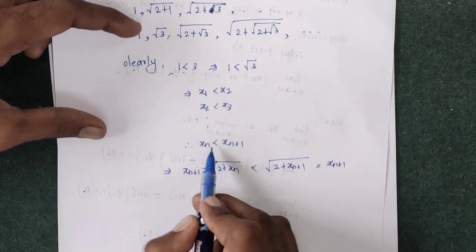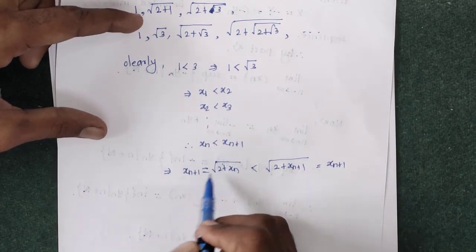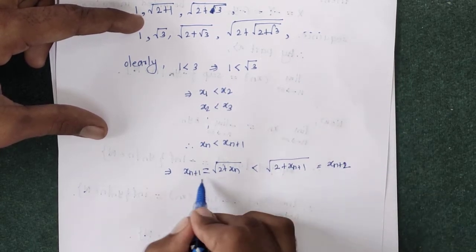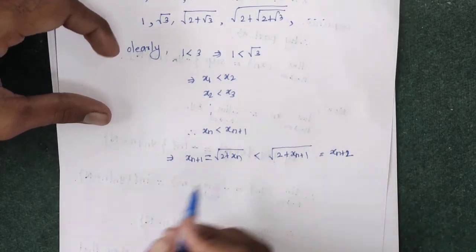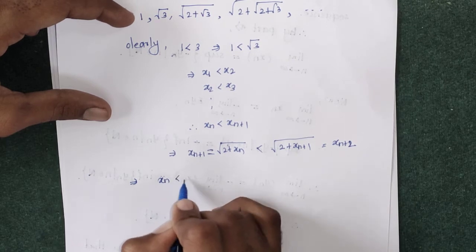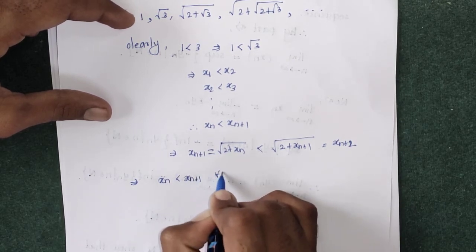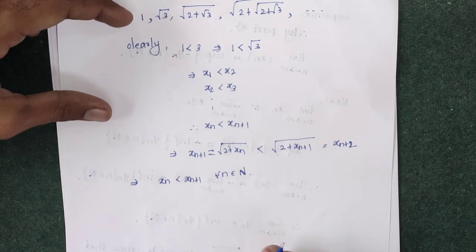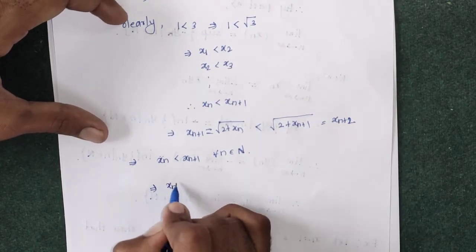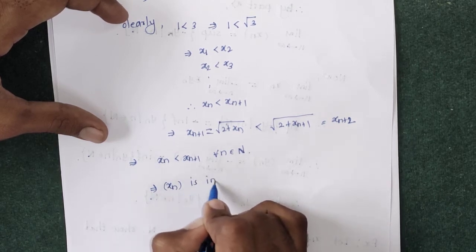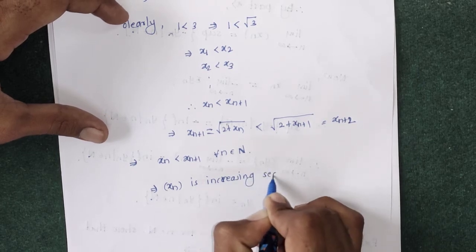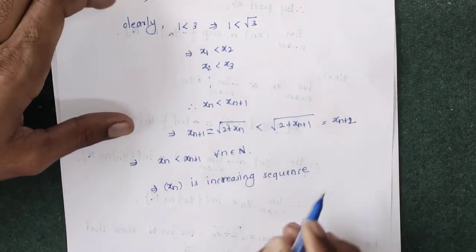So for the first term, xn is less than xn plus 1. So similarly xn plus 1 is less than xn plus 2. So by induction we can write xn is less than xn plus 1 for all n belongs to the set of natural numbers. So this implies our sequence xn is an increasing sequence.